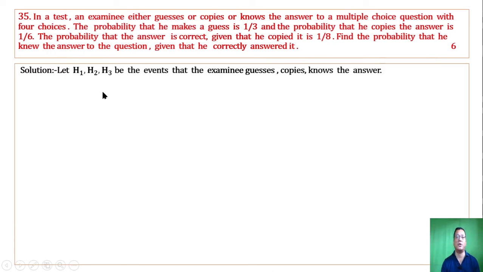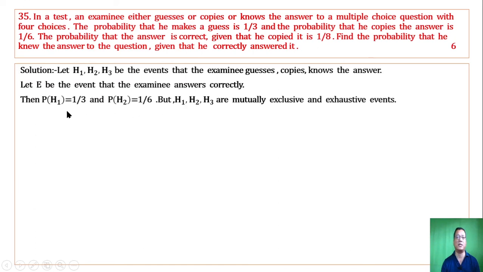Let H1, H2, H3 be the events that the examinee guesses, copies, knows the answer. Let E be the event that the examinee answers correctly. Then P of H1 is 1 by 3, P of H2 is 1 by 6. But H1, H2, H3 are mutually exclusive and exhaustive events. Therefore, the sum of probabilities must be 1, so P of H3 is half.